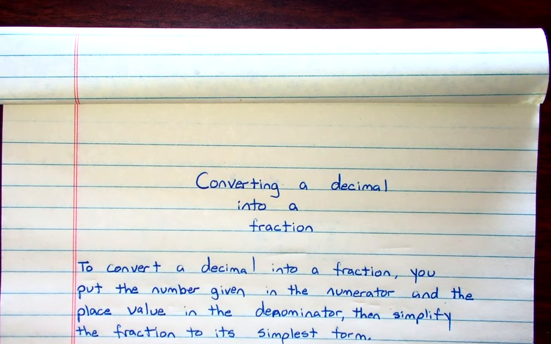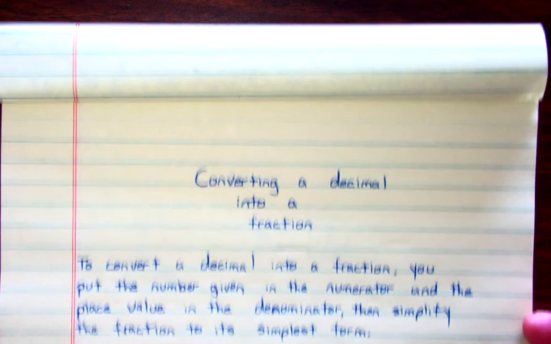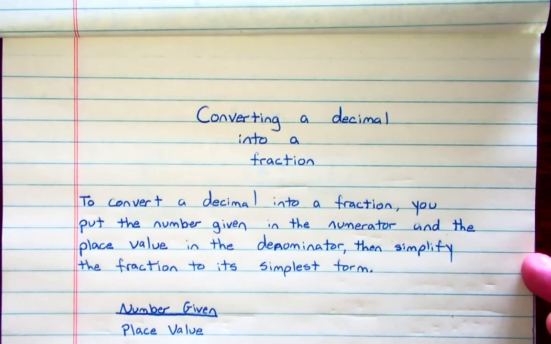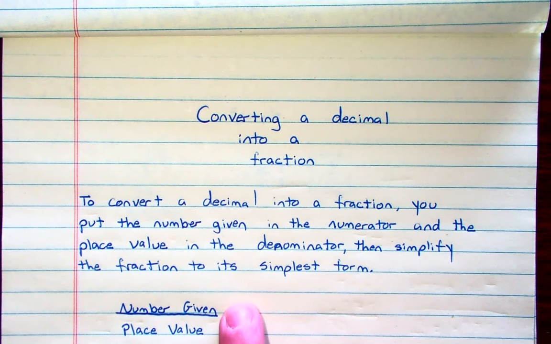To convert a decimal into a fraction, you put the number given in the numerator and the place value in the denominator. So it's going to create a fraction. Then simplify the fraction to its simplest form. So here's what my fraction is going to look like. It's going to be the number given over the place value.